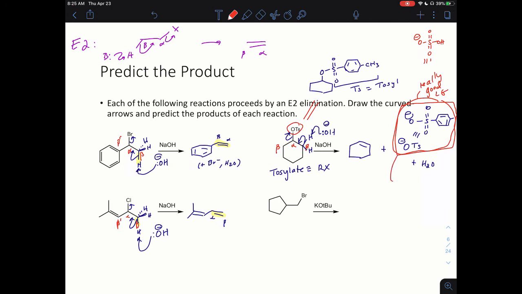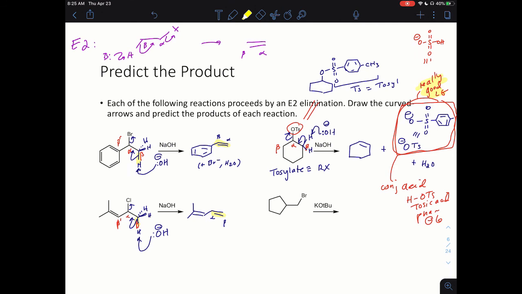Its conjugate acid, because we said if we wanted to evaluate leaving group ability, we should look at the conjugate acid. Its conjugate acid, tosic acid, has a pKa of about -6. So what that tells you is that tosic acid is a strong acid, and that confirms for us that tosylate is a really good leaving group.